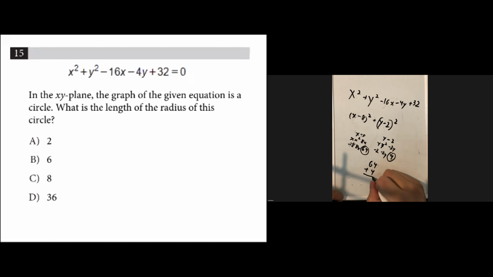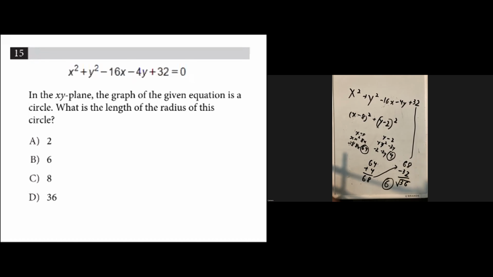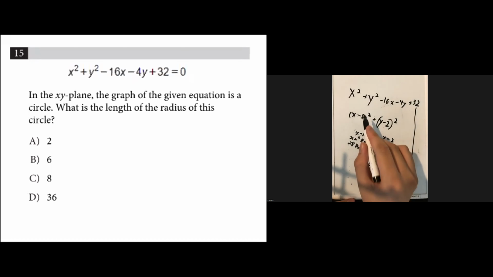And then you take that from this 32 up here, because we didn't factor this in. So you do 68 minus 32, which gets us 36. And then it's just the square root of this number is your answer, which is just 6. So answer is B. And so when you're factoring out the remainders, you want to make sure you get this form where it's x minus a number squared, and the other one's y minus a number squared.